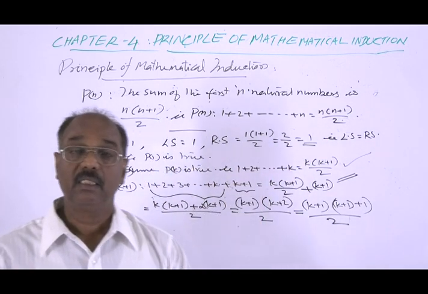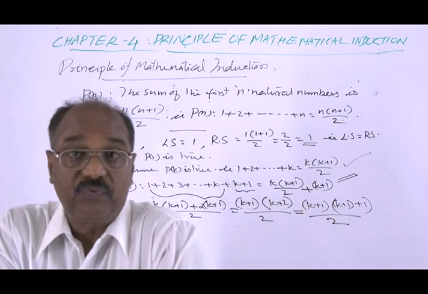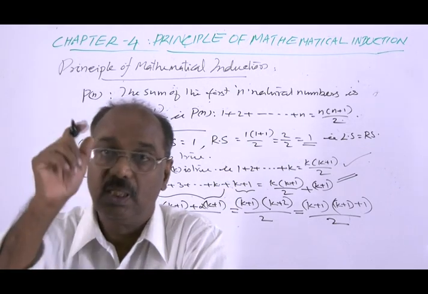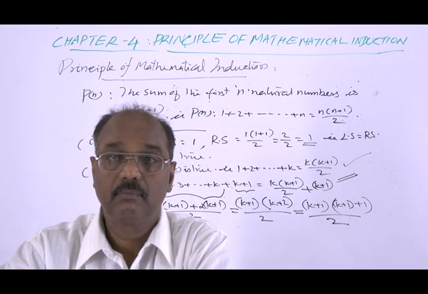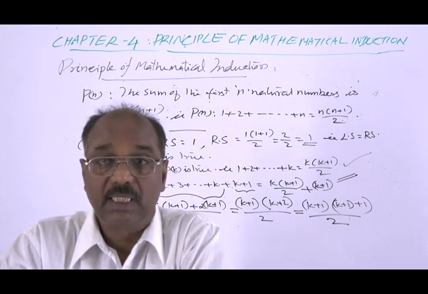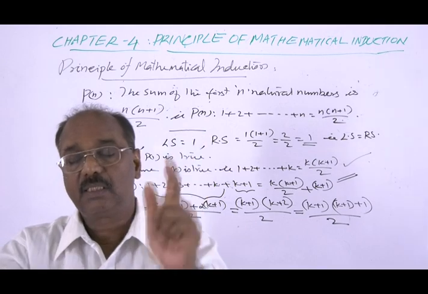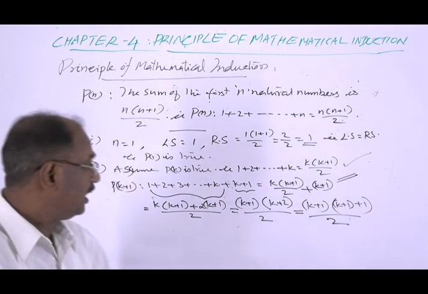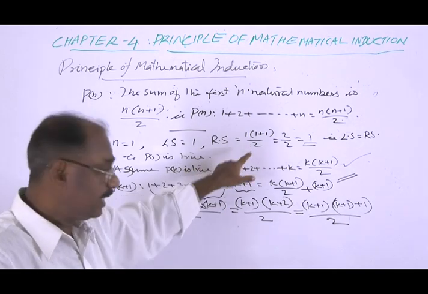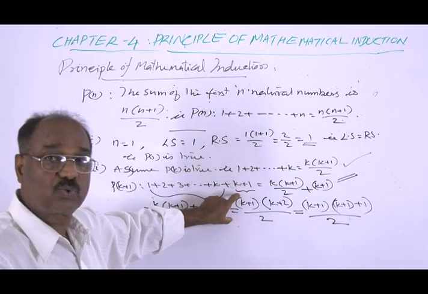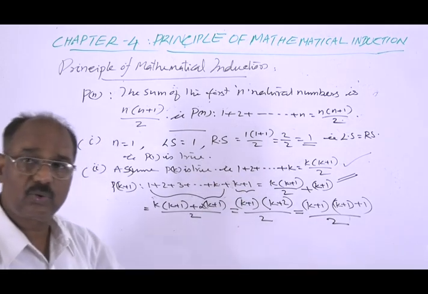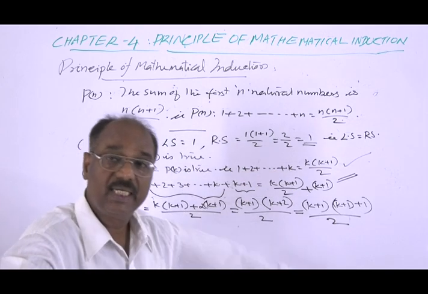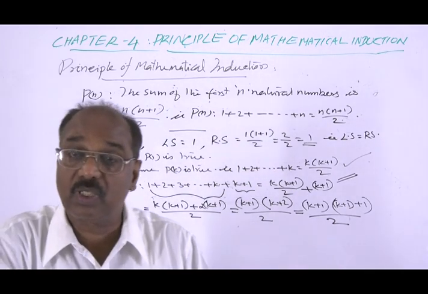That is, the formula is true for k plus 1 also, if it is true for n equal to k. Then the principle of mathematical induction says that the result is true for all values of n. Because it is true for n equal to 1, which we have proved. By induction, if it is true for n equal to k, it is true for n equal to k plus 1. Since it is true for n equal to 1, it is true for n equal to 1 plus 1, n equal to 2.